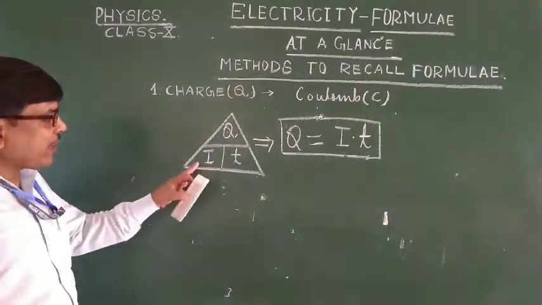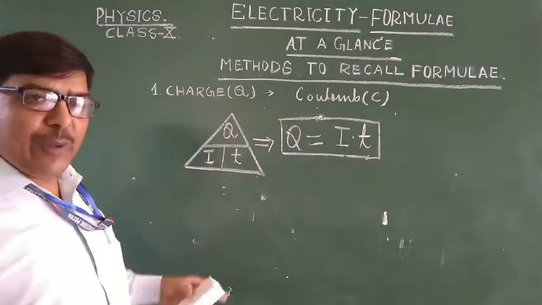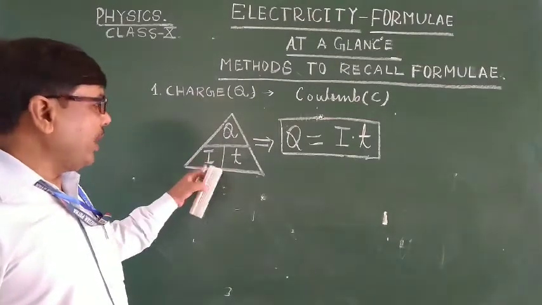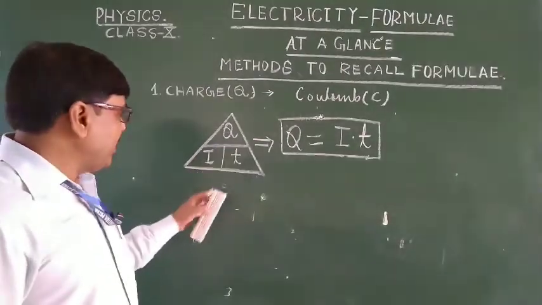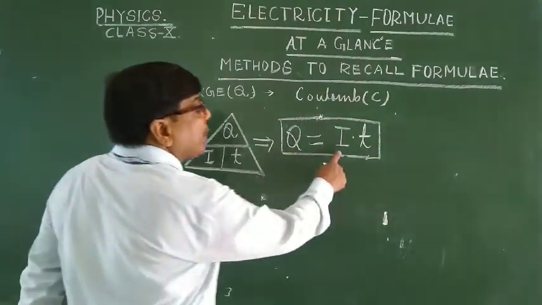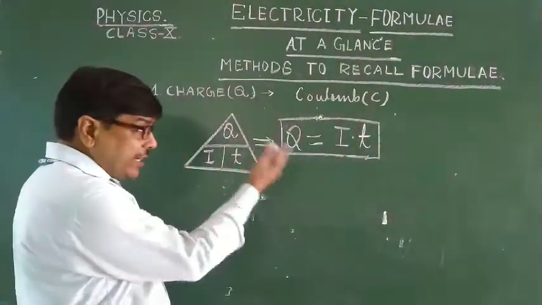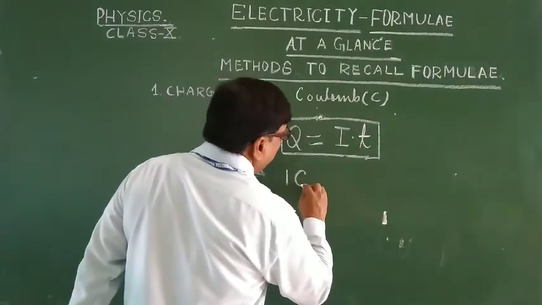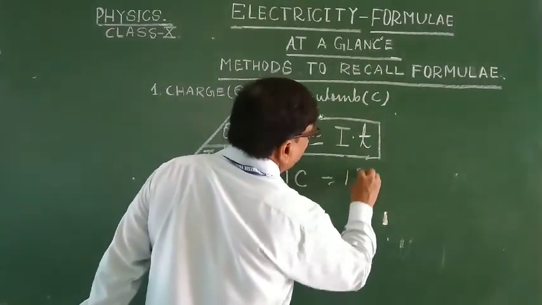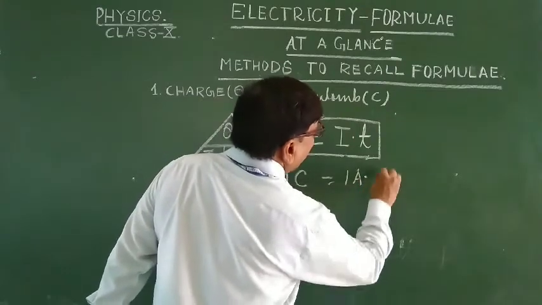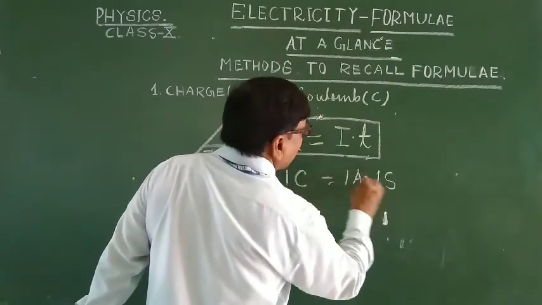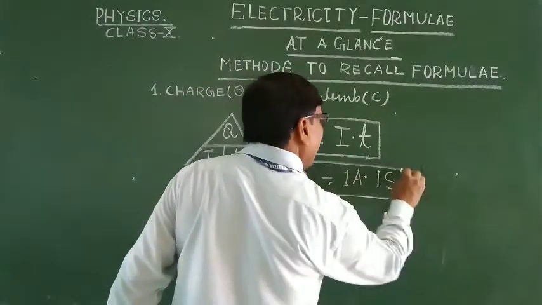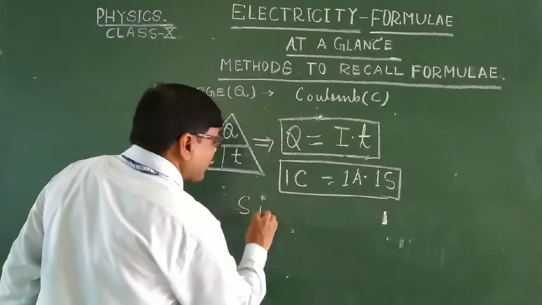If the current is increased, the charge will be increased. If the time of flow of charge is increased, the charge will also change. So charge depends on two factors. In terms of units, 1 coulomb is equal to 1 ampere into 1 second. This is in SI units.